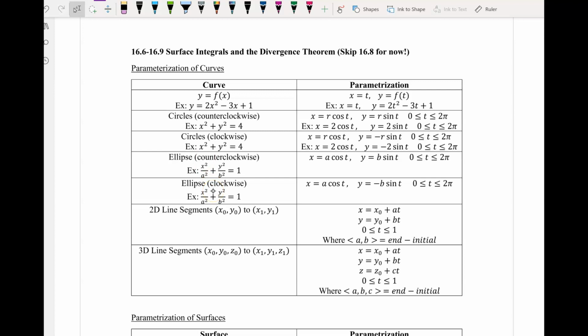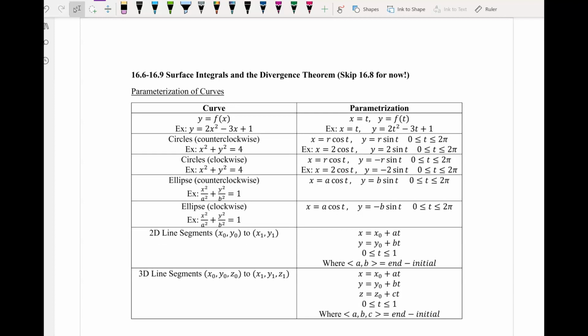For one, we were able to find scalar line integrals. Line integrals over scalar fields. That was basically the integral over C of f of x comma y ds. If we know that f of x comma y is like a density function, then this is calculating the mass of this particular curve or a wire that follows this particular function. So either circle, ellipse, line segments, some sort of parabola or whatever.